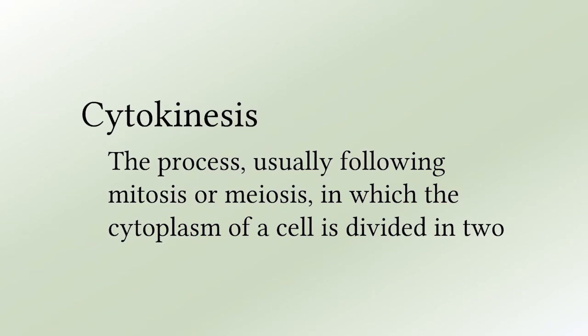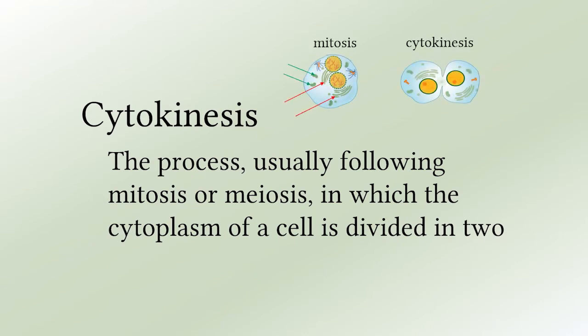Cytokinesis is the process usually following mitosis or meiosis in which the cytoplasm of a cell is divided in two. Now, mitosis is when the genetic material and the nucleus divide. Cytokinesis is the process where the cytoplasm divides, splitting up the organelles and forming two daughter cells.